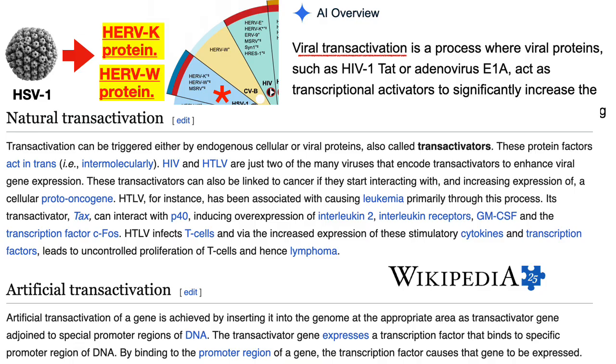Artificial transactivation. This is the type of transactivation that cell and developmental biologists are usually thinking about. Artificial transactivation of a gene is achieved by inserting it into the genome at the appropriate area as a transactivator gene adjoined to specific promoter regions of DNA. The transactivator gene expresses a transcription factor that binds to a specific promoter region of DNA. By binding to the promoter region of a gene, the transcription factor causes that gene to be expressed.